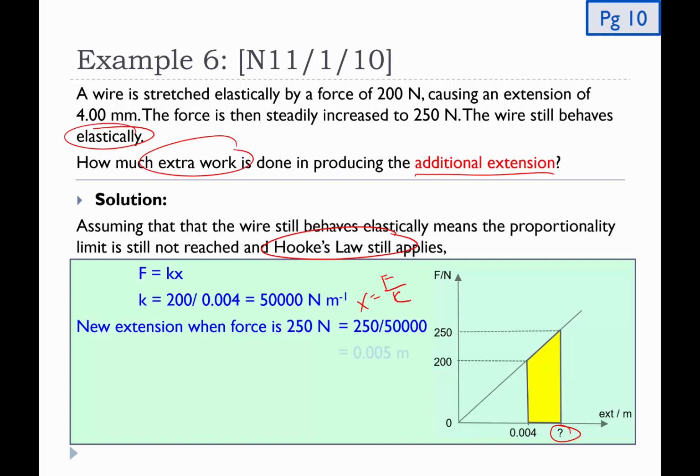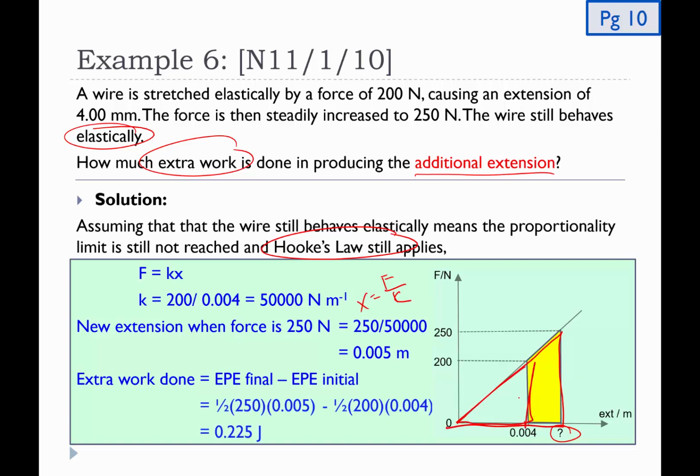So we can find the new extension, which is actually 5 mm. So we can find the yellow highlighted area using the area of a trapezium. Otherwise, we can use the final EPE minus the initial EPE, which is the bigger area minus the smaller area. That will give us the yellow area. So pressing your calculator, we get the final answer as 0.225.